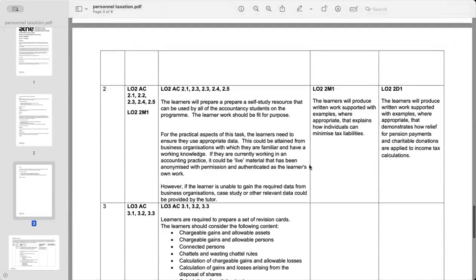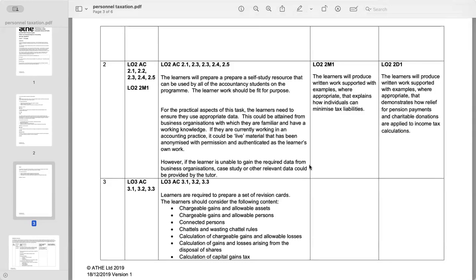Then task two. Your assessment will be based on learning outcome two, meaning our second session or lecture, and its associated assessment criteria. You can see here, to achieve a pass, you must prepare a self-study resource suitable for all accountancy students in the program. The resource should be fit for purpose and incorporate appropriate data, which could be obtained from familiar business organizations or anonymized live material with permissions if necessary, a case study or relevant data provided by the learning management system.